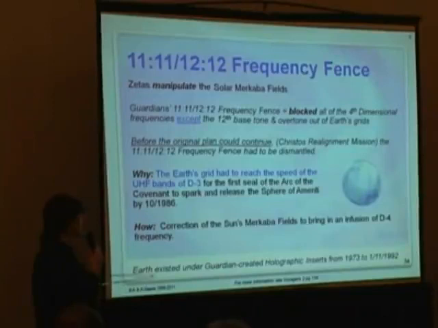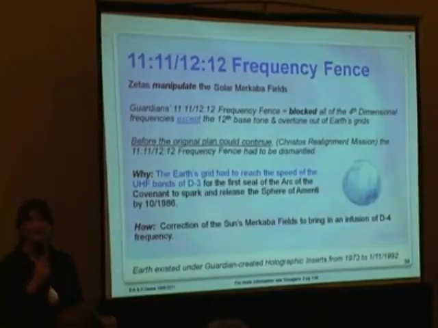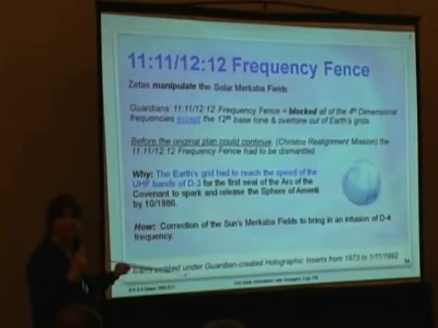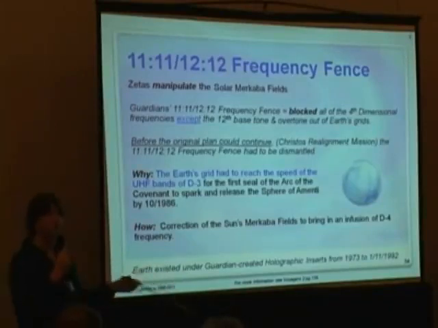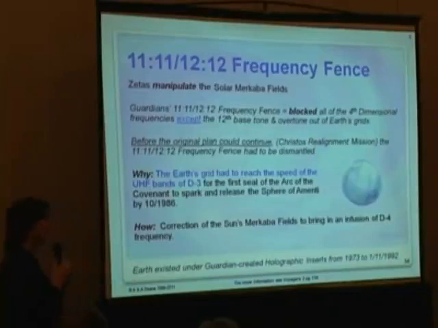Earth existed under a guardian-created holographic insert from 1973 to 1992. 20 years. In 1973, I was in high school. Had no idea that there was anything like a holographic insert, but it existed for 20 years. Do you know what you were doing in those 20 years? Did you have any idea that it was a holographic insert, that everything was going fine on planet? Yeah, it was a buffer field put in by the Guardians.